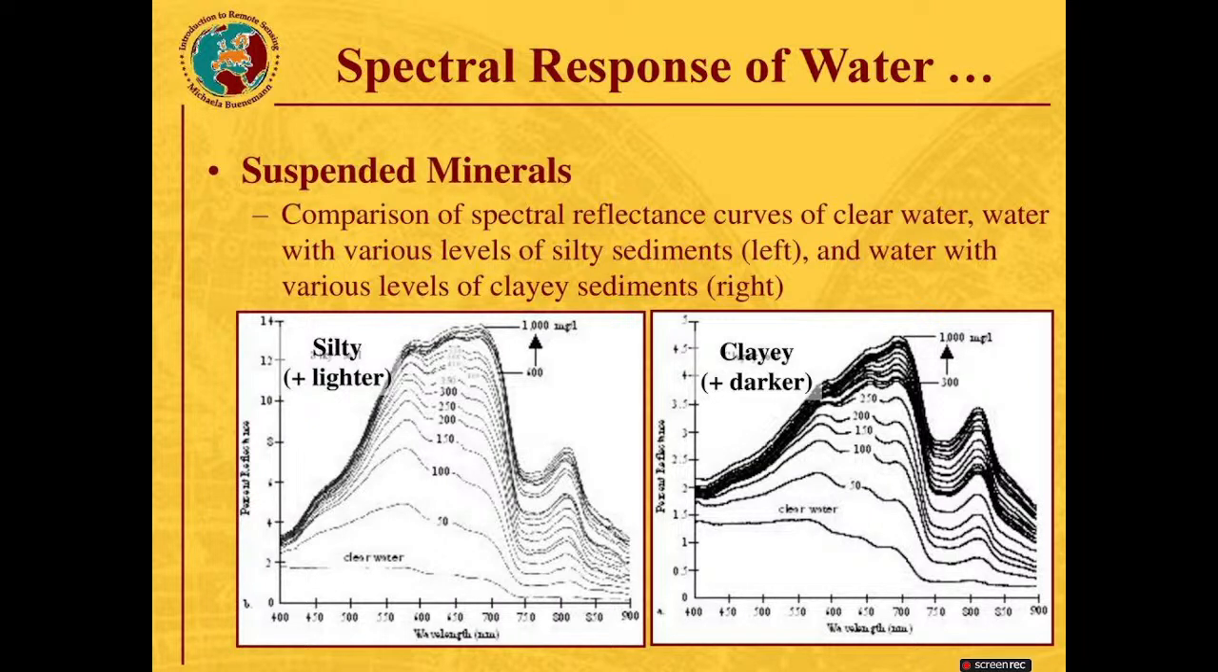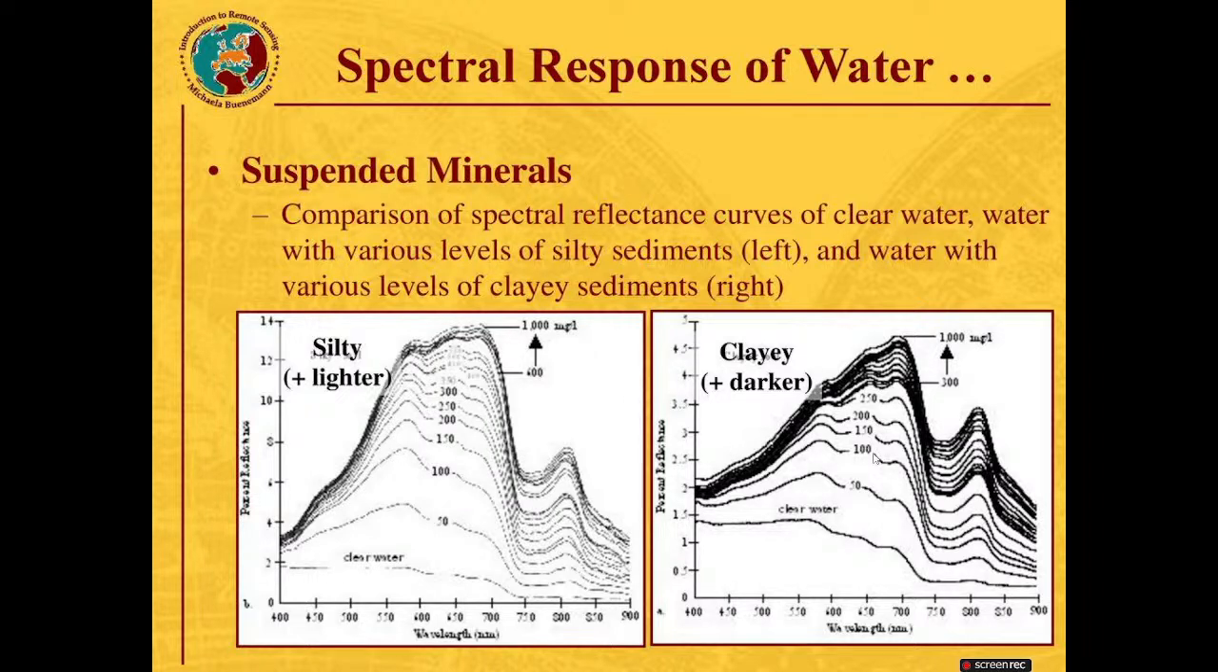Suspended mineral, this is also a theoretical part. Here is a comparison of the spectral radiance curves of clear water, water with various levels of silt sediment, and water with various levels of clay sediment. You can see the levels of clay sediment here, and we get very dense curves. All of those curves are very nearly the same, but we can also see some gaps from curve to curve.